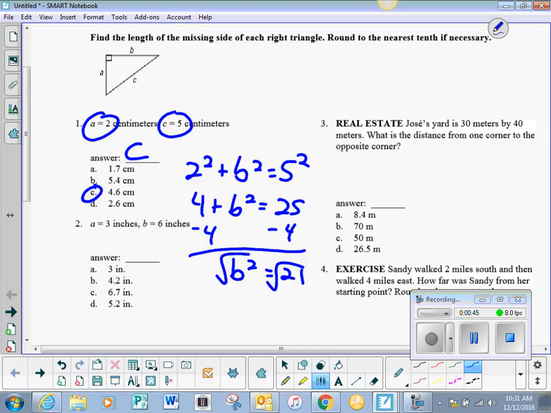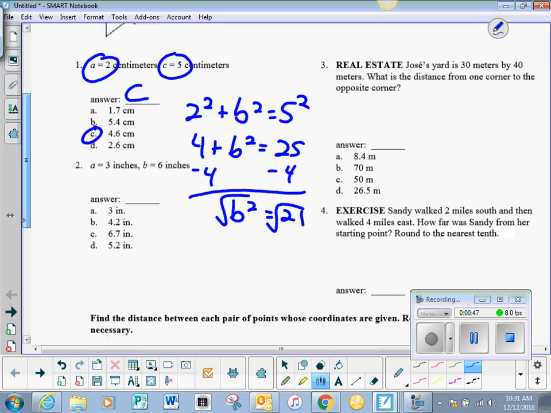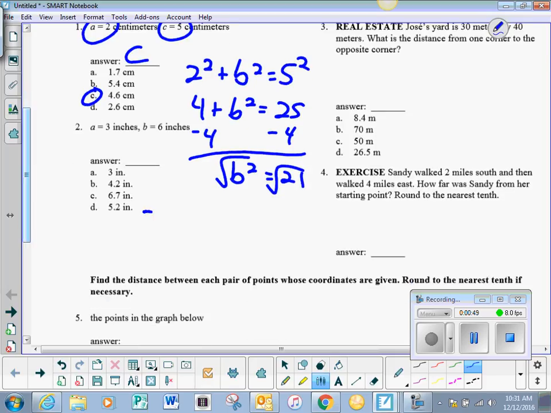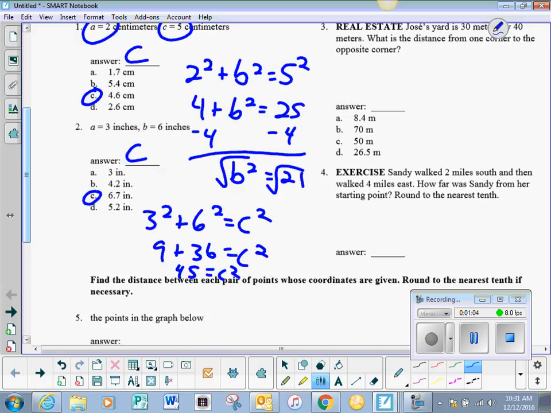Number 2, we are finding C. So we do A squared plus B squared equals C squared, and we get 9 plus 36, which is 45. So the square root of 45 is, that must be C. Okay?